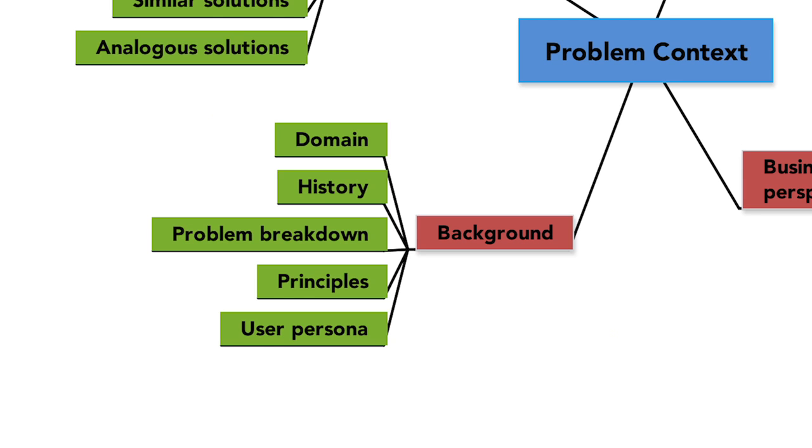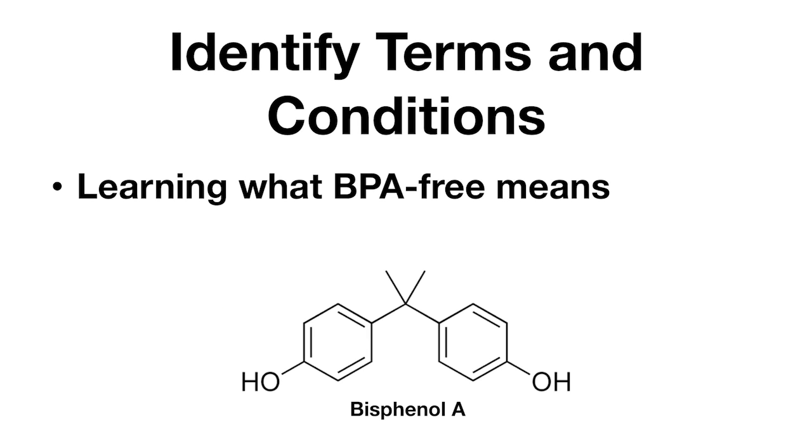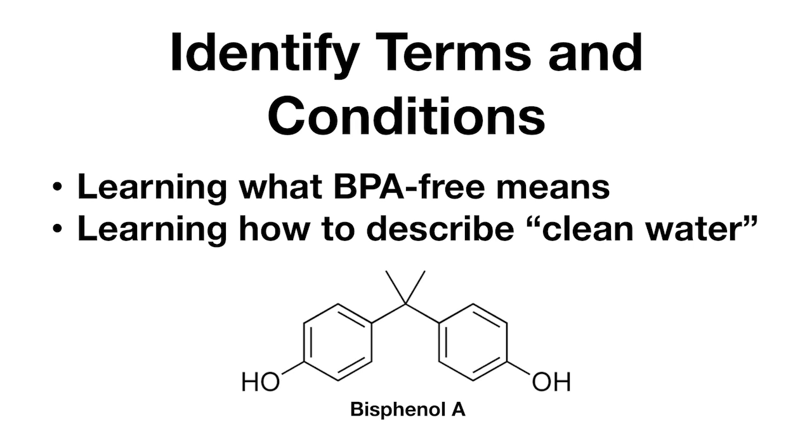The background has 5 key sections. The first is some domain knowledge. Second would be history of the problem. Third, the breakdown of the problem itself. Now, the fourth are principles which govern the problem. And the fifth would be the user persona. Understanding the domain of the background would involve identifying some terms and definitions that inform the problem, such as learning what the term BPA-free means, or learning how to describe clean water.